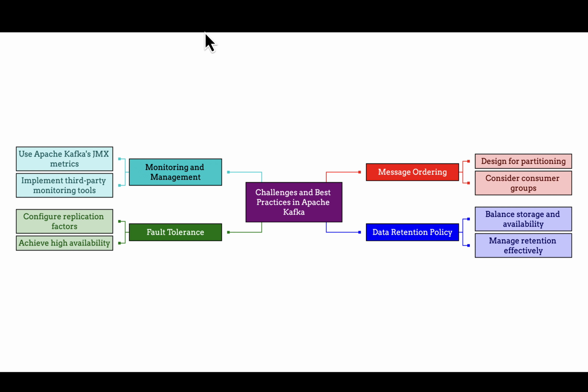Challenges and best practices in Apache Kafka. 1. Message ordering. Ensuring correct order of messages can be a challenge. It's important to design the system considering partitioning and consumer groups to maintain order where necessary.